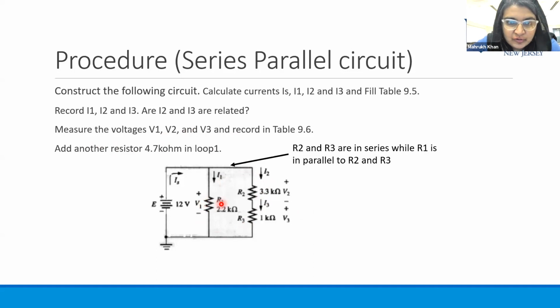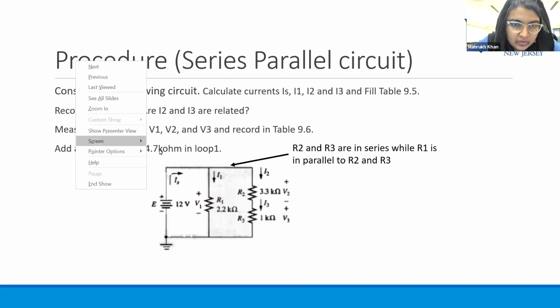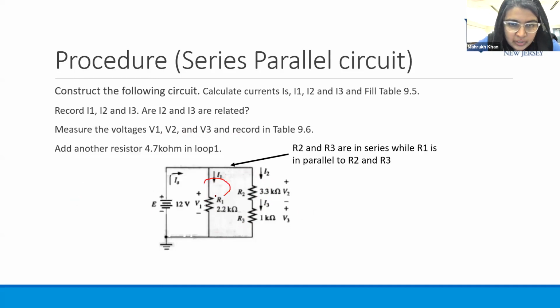And add another resistor, 4.7 kilo ohms, in loop 1. Like here, you need to add another resistor that is 4.7 kilo ohms in loop 1, and then you need to find out.